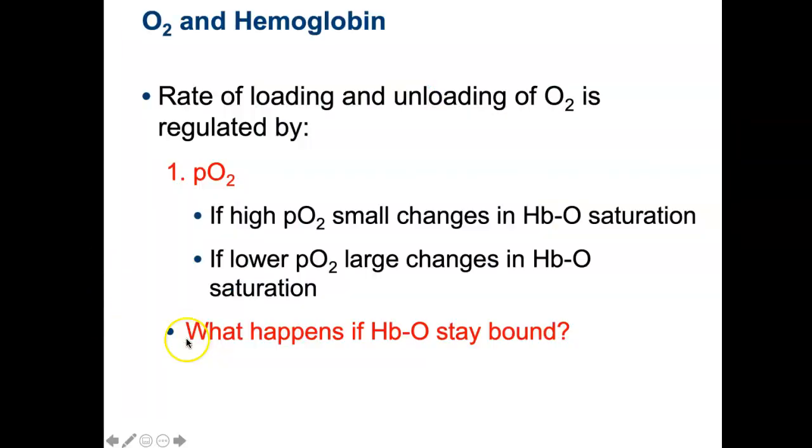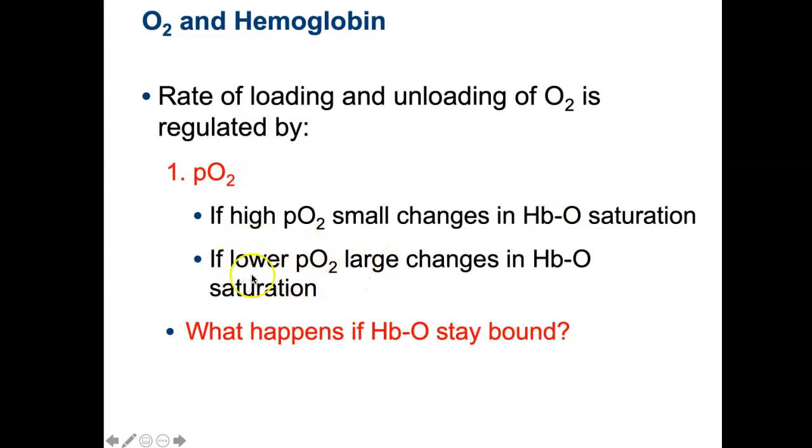So here, if we have high partial oxygen, we have small changes in the hemoglobin oxygen saturation. If we have low partial oxygen, we have large changes in the hemoglobin oxygen saturation. Now, I know this sounds confusing. What they're saying is, if we have lots of oxygen, we don't drop off that much oxygen.